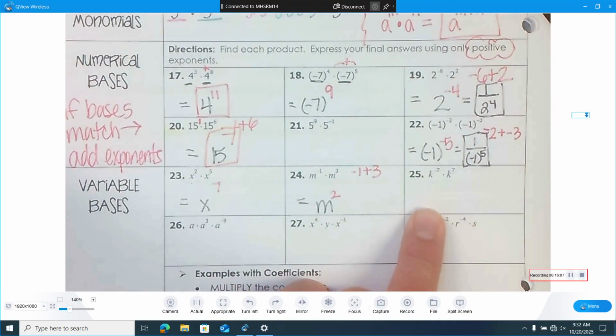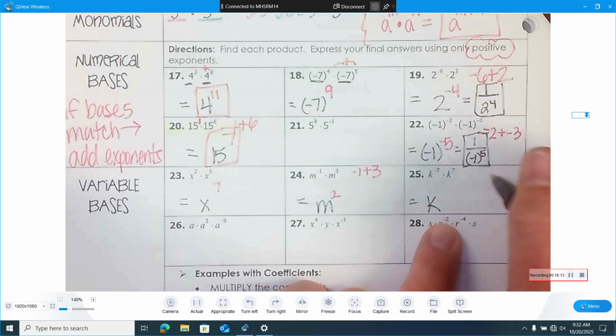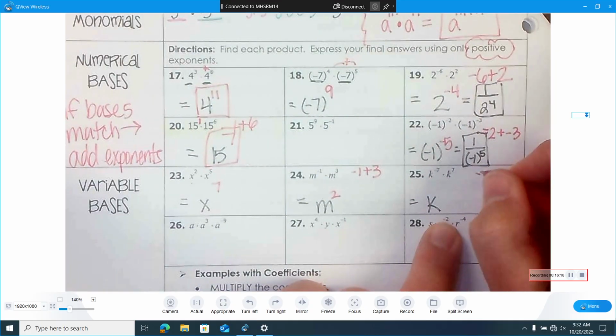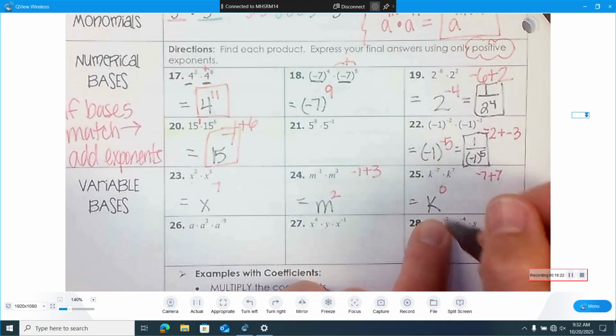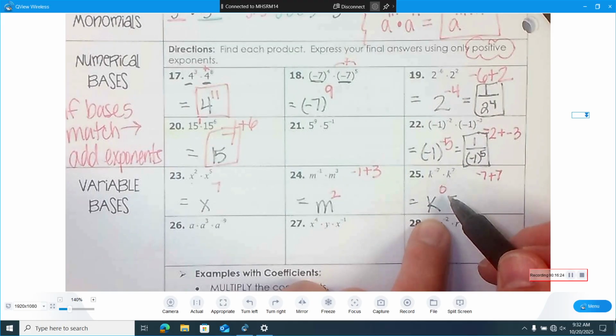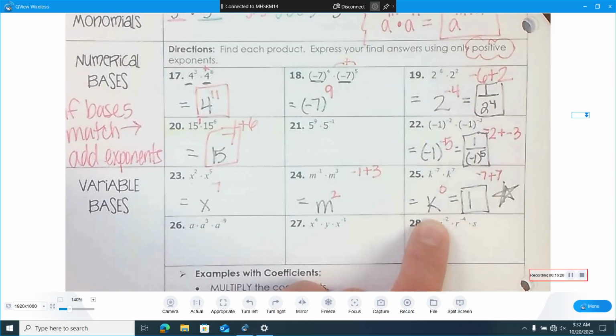Ooh, let's look at this one. Do the bases match? K stays the same, and we're going to add -7 plus 7. What is -7 plus 7? 0. What is any number to a power of 0? 1. Very careful. That's a good one right there. Anything to a power of 0 always equals 1.